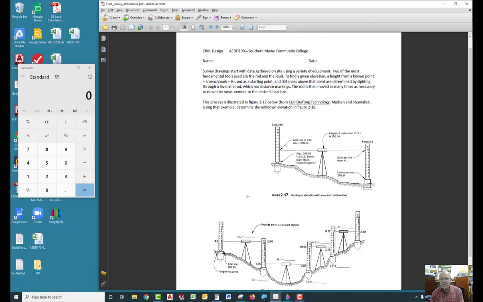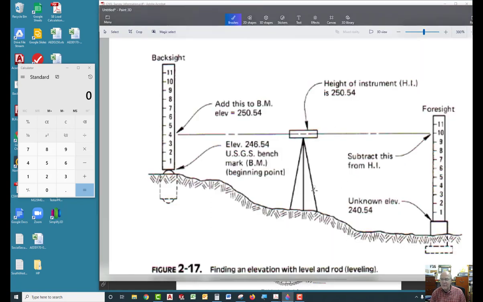This is the instruction sheet on how to go about doing this. It comes from a Madsen textbook called Civil Drafting Technology, Madsen and Shoemaker. They've done a lot of books on all kinds of drafting things. They show you an example right here, and then down here is a test problem. So we're going to go to the example and walk you through that. And I'm going to go back, we'll do that test problem.